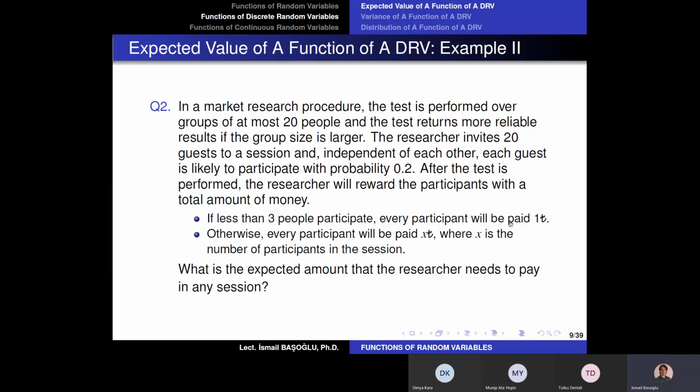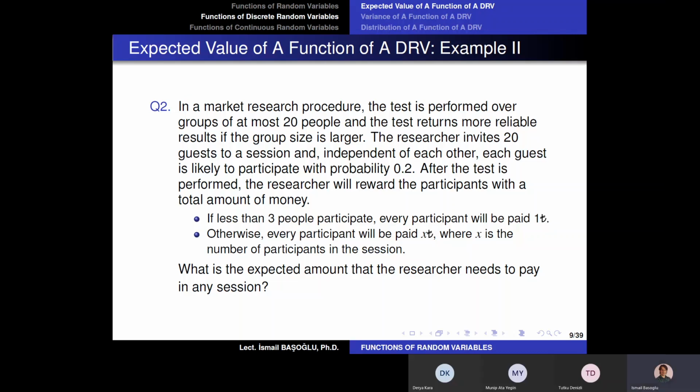I mean, if you are inviting people to participate in your test, then you are going to pay them some money, right? So a reward money. They are going to spare some precious time of their lives for your own research, okay? However, here's the thing. In order to encourage the people to come, the researcher says that if less than 3 people participate, for example, if 1 person participates or 2 people participate, then every participant will be just paid 1 Turkish lira.